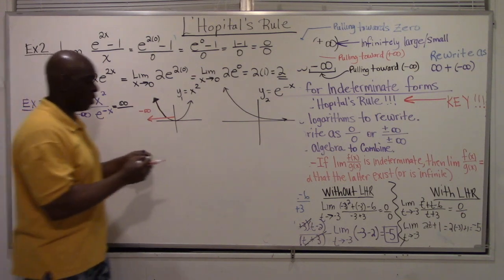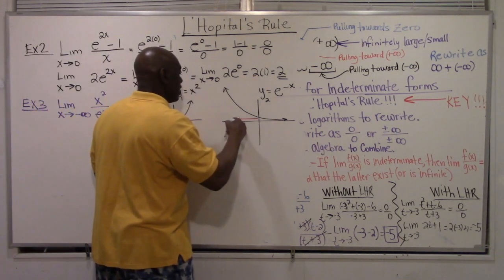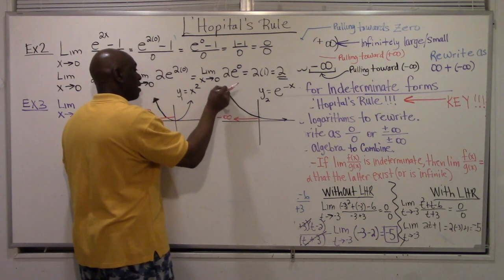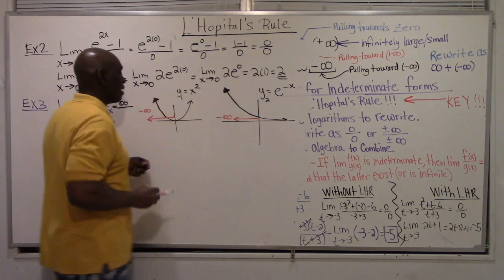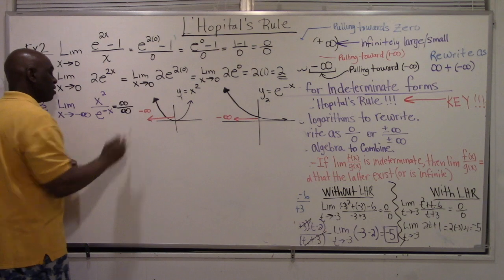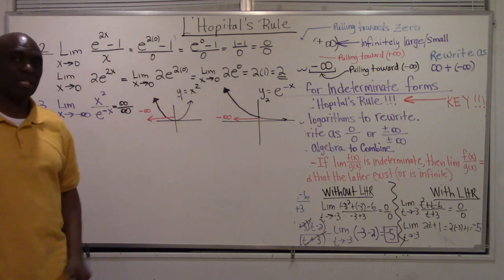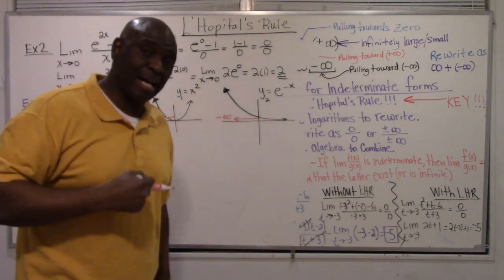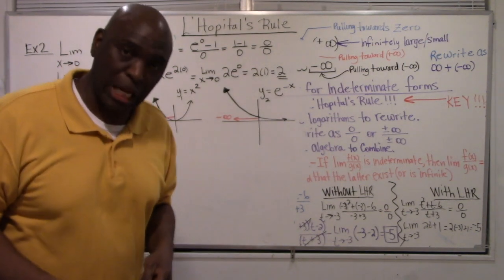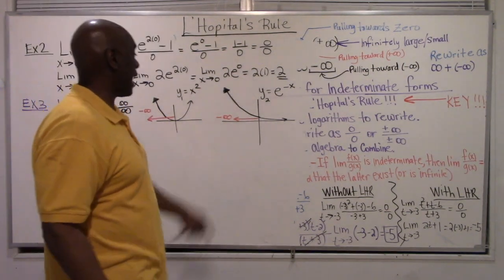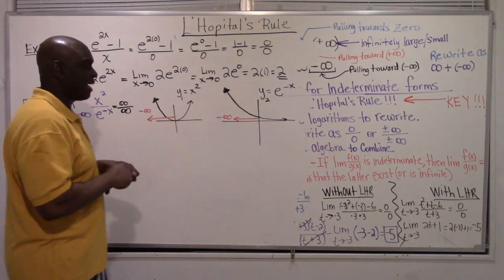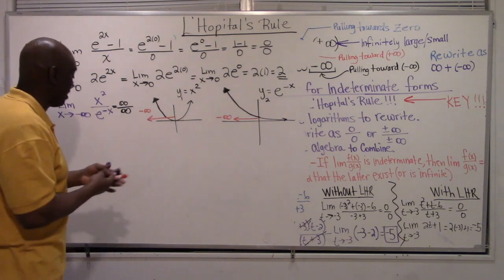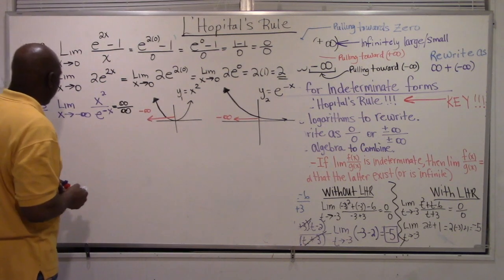As we go toward negative infinity, e to the negative x also goes toward what? Positive infinity. So now we have a case of positive infinity divided by positive infinity, which means that you and I can use L'Hôpital's rule. Let's use L'Hôpital's rule, which says take the derivative.